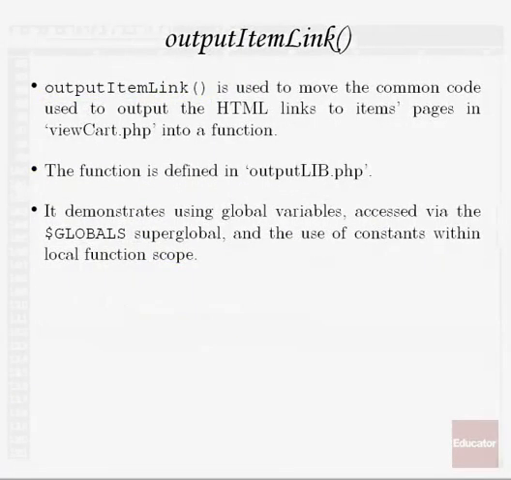So the next function that we're going to create is called output item link. And this is something that's used in the viewcart.php page to output links to each of the different items pages, basically their product information pages. And what we're going to use this function for is to take common code that's included in viewcart.php, move it out into a function, and to make our code look a little bit cleaner.